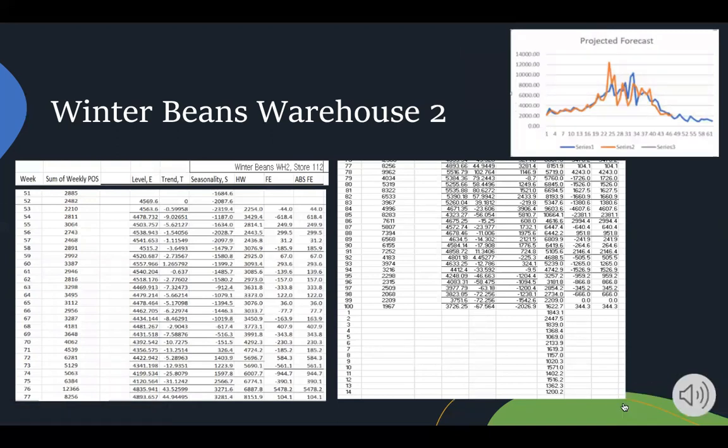In addition, this slide shows the level, trend, seasonality, HW, FE, and absolute FE that is recorded after the 52nd week. And in addition, it shows on the second picture to the right the information, the seasonality that is found from the year before.